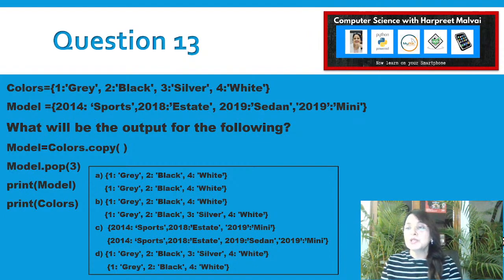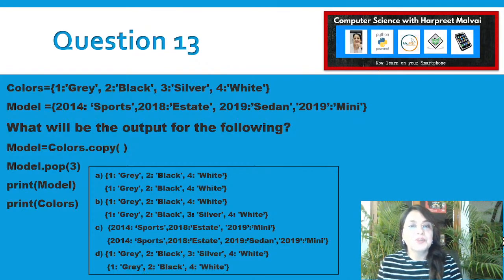This is because sometimes I've seen a whole case study based question from dictionaries. So that's why I'm keeping this also in mind, that you should do dictionaries because there can be tough questions from dictionaries also. So here we have two dictionaries, one which has colors, one gray, two black, three silver, four white, and then we have model, the year which is given as a number, it's the key, 2014 sports, 2018.